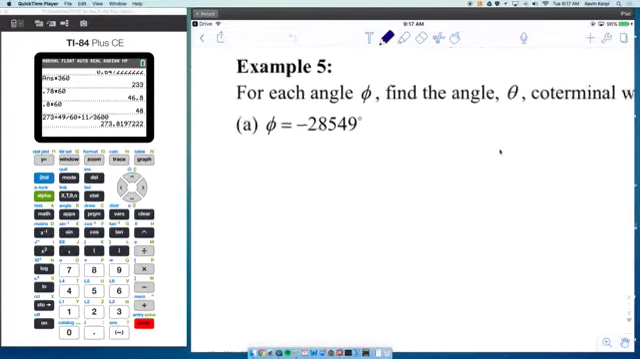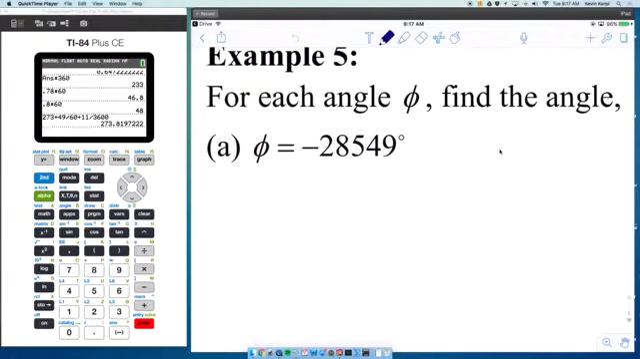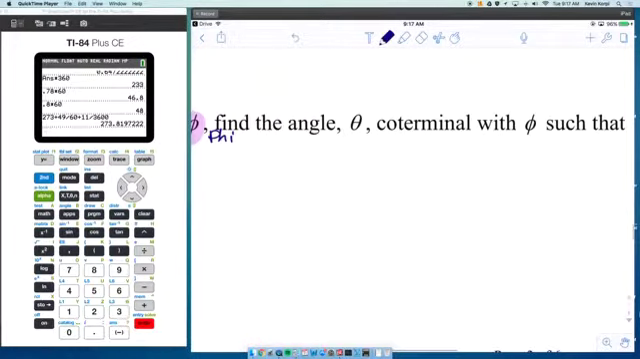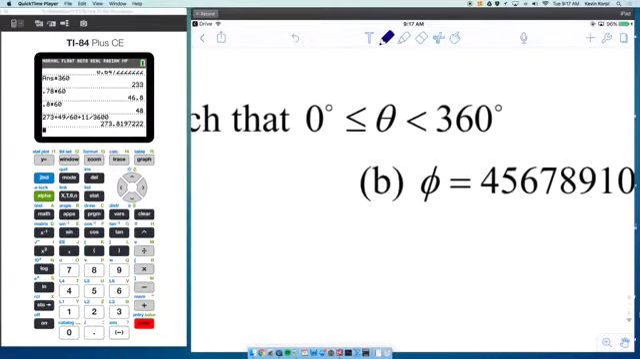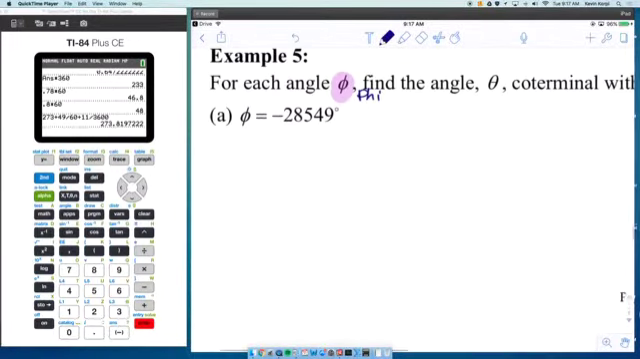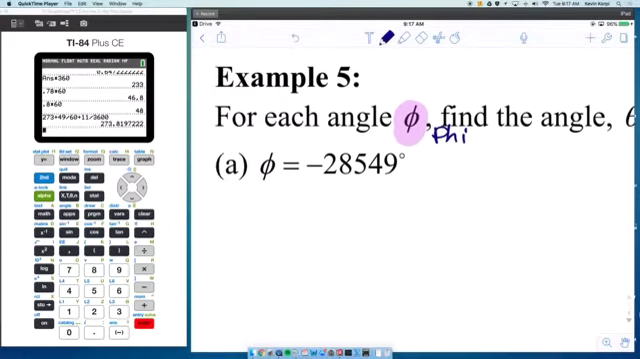Example 5. For each angle phi, find the angle theta, the coterminal angle with phi, such that it lives between 0 and 360. So this is what we just did on the quiz. But we're calling the coterminal angle, instead of theta subscript coterminal, specifically theta. It is another angle, after all.